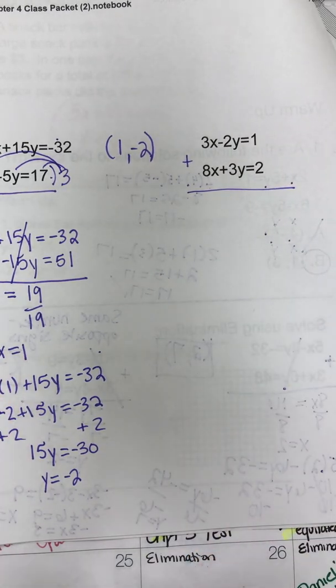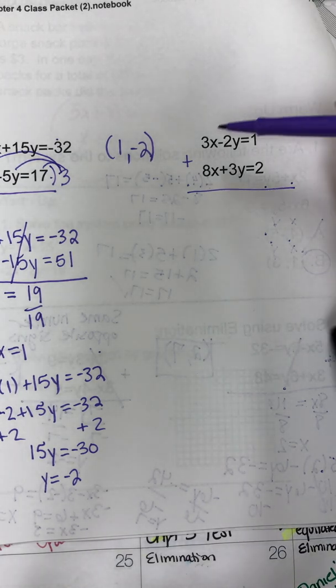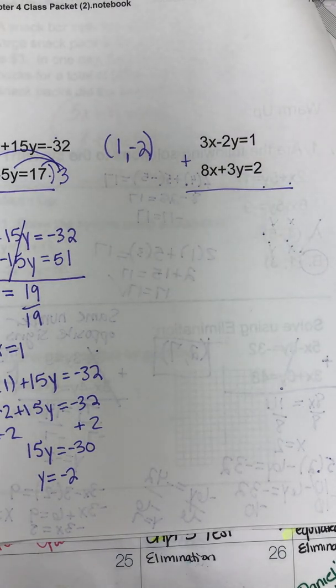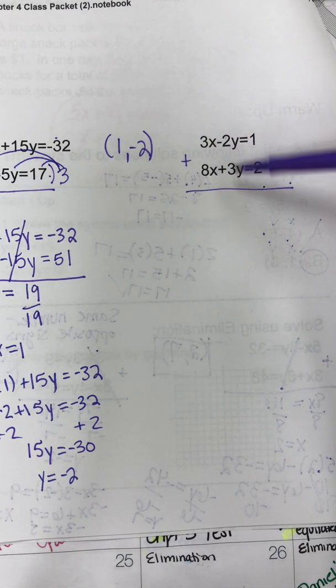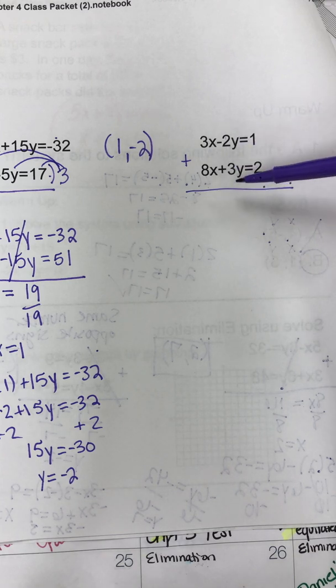If you remember back from the page we did prior to this, I said for variables to cancel out, they have to be the same number as well as opposite signs. So again, you could choose the x's. It's just going to be harder because you'd have to make one negative. I'm going to choose the y's because they're already opposite signs.